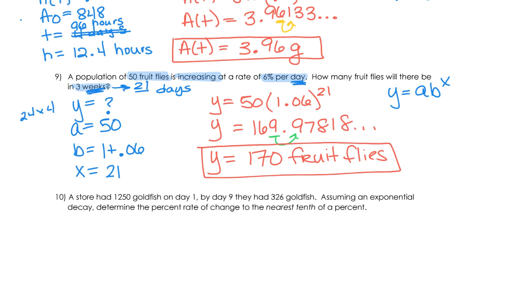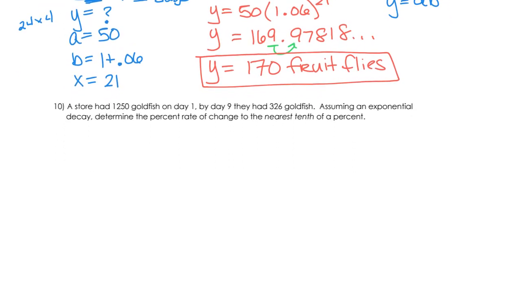Okay. All right. And last one, guys. It says that a store had 1,250 goldfish on day 1. And then it says by day 9, they had 326 goldfish. And it says assuming an exponential decay, because if you notice, the number of goldfish go down over the days, determine the percent rate of change to the nearest tenth of a percent.